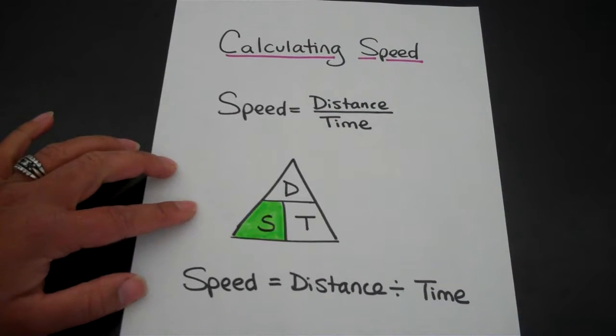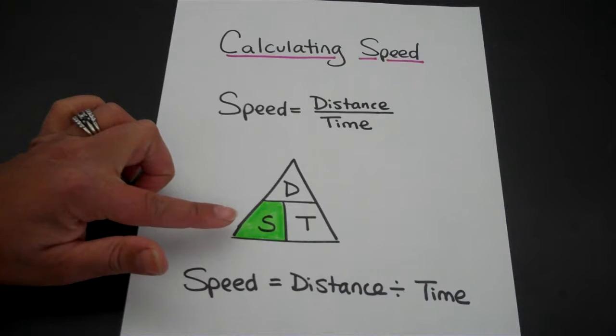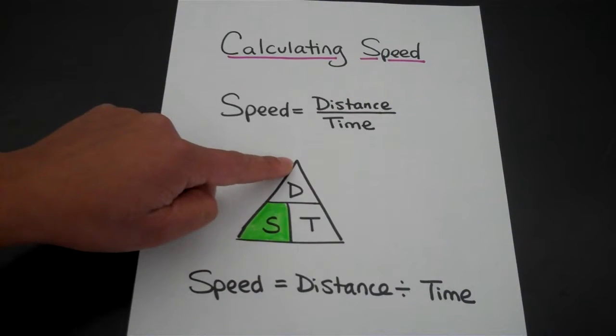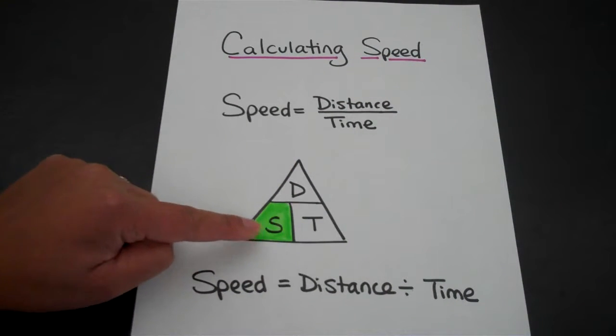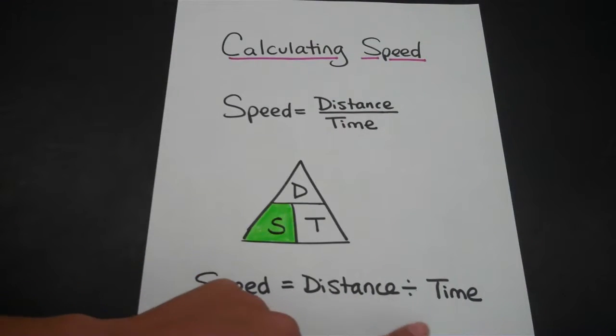In math class or in a class you had for science, you might have talked about using this triangle to help you solve. So notice that I highlighted S, that's for speed, T for time, and D for distance. Notice where they are located in the triangle. So speed is distance divided by time.